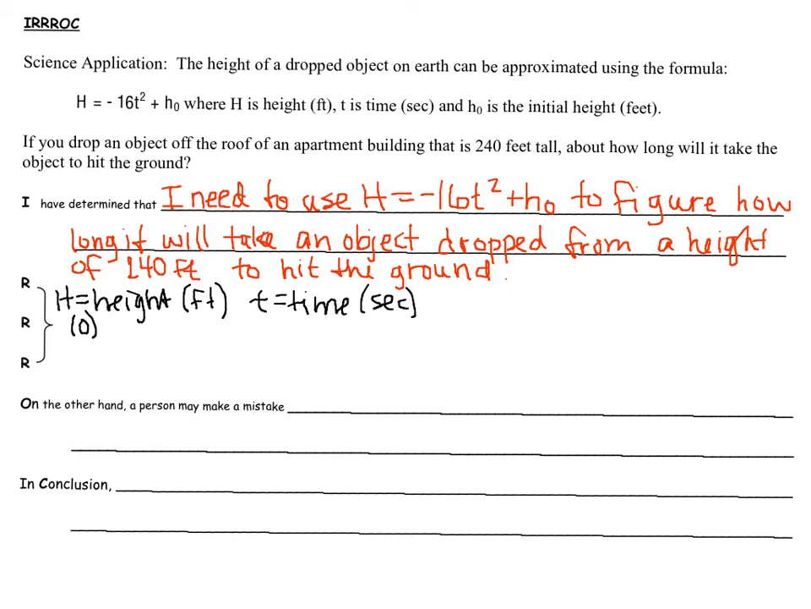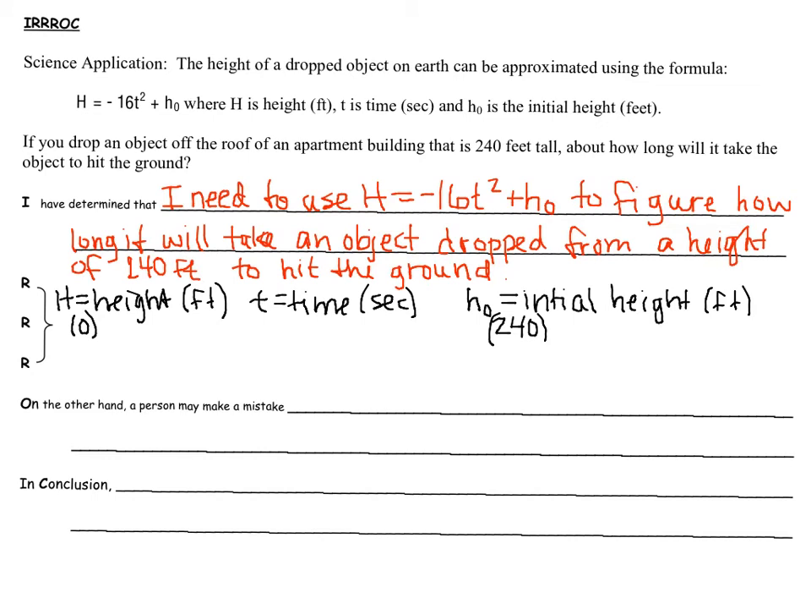And then our last one, h sub 0, equals our initial height. And that's where I'm starting at. That's in feet. And this problem tells me I'm dropping it from a building 240 feet tall. So my h sub 0, my initial height, is going to be 240 feet.